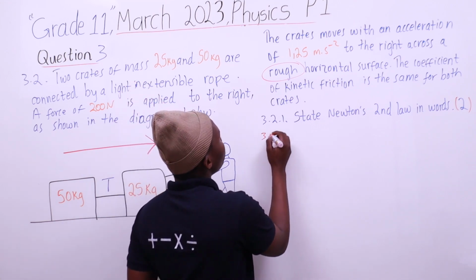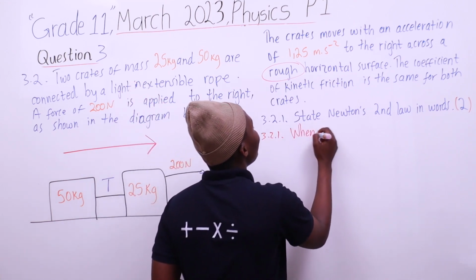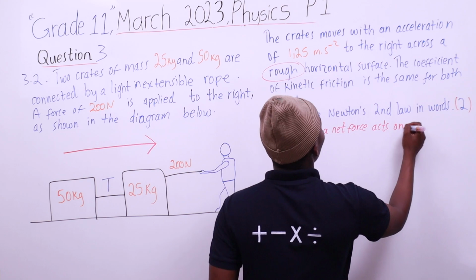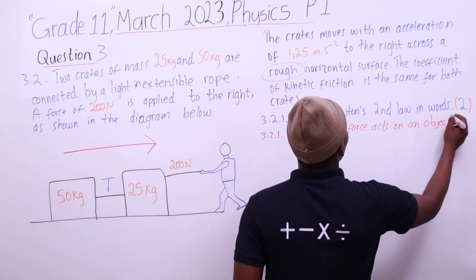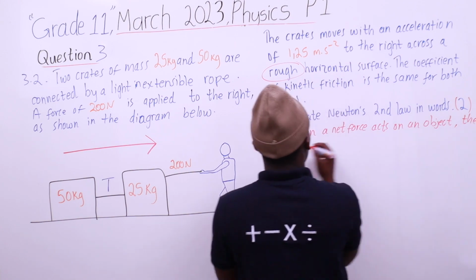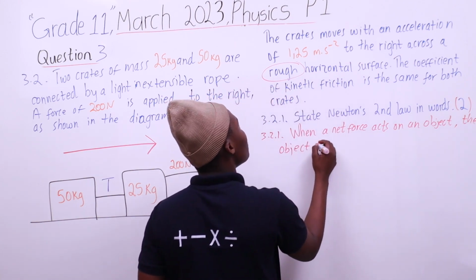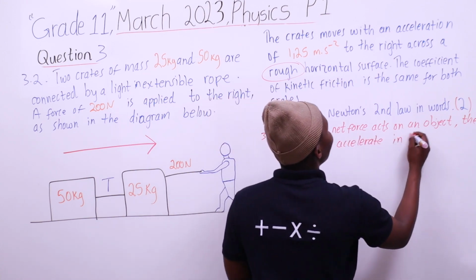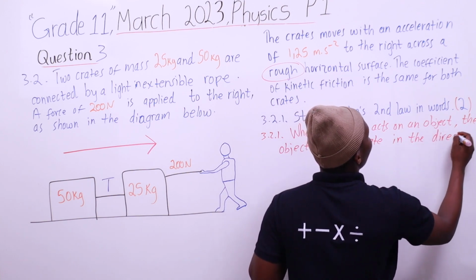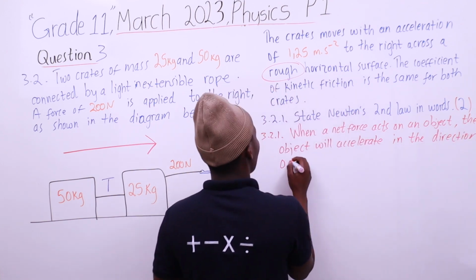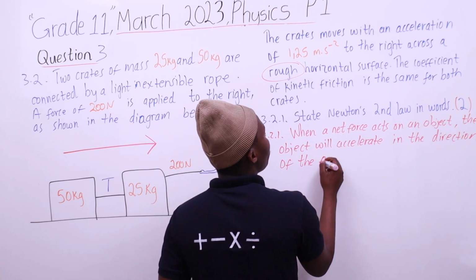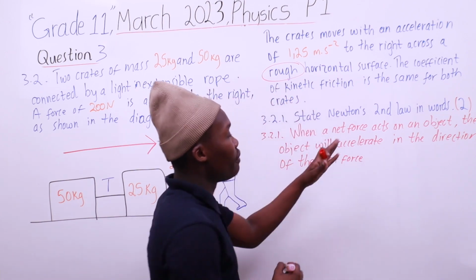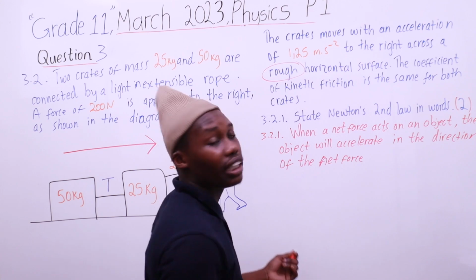So 3.2.1. When a net force acts on an object, the object will accelerate in the direction of the net force. So when a net force acts on objects, the objects will accelerate in the direction of the net force.